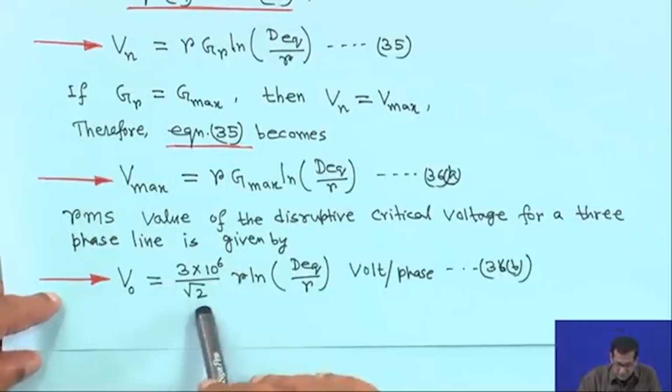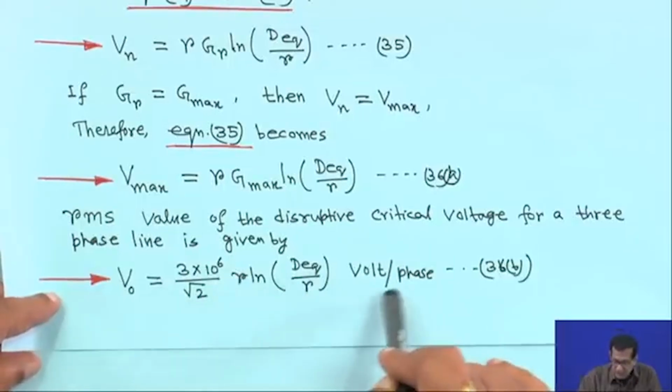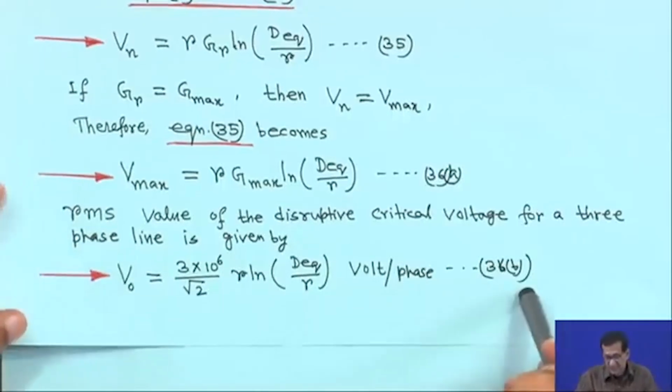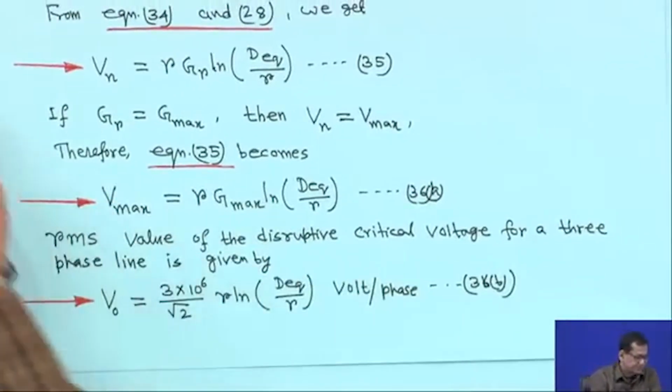So, 3 into 10 to the power 6 upon root 2 R ln dq upon R, this is volt per phase, this is equation 36b.